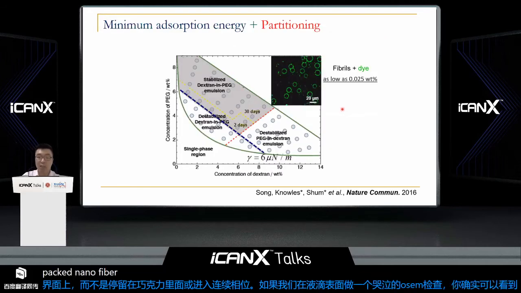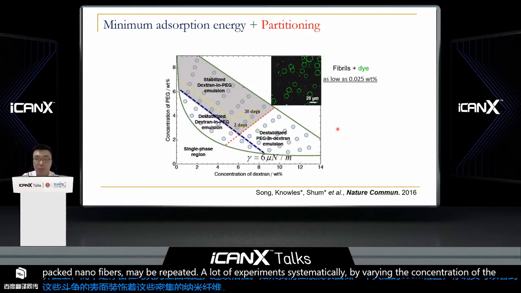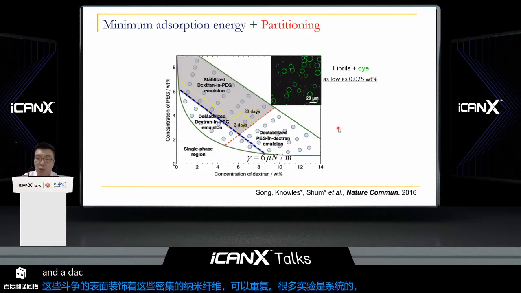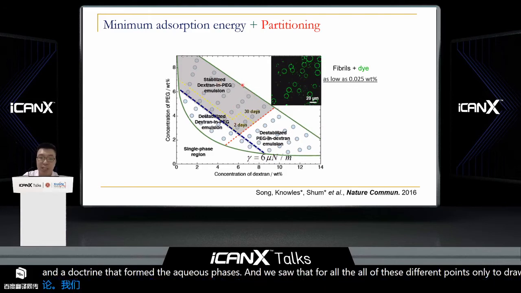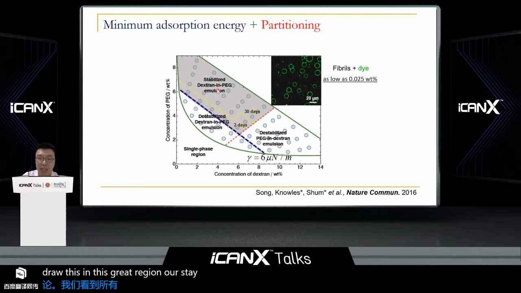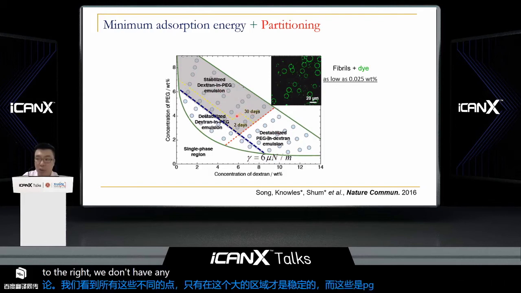We repeated a lot of experiments systematically by varying the concentrations of the PEG and the dextran that form the aqueous phases. And we saw that for all of these different points, only the droplets in this gray region are stable. And these are the stable dextran droplets in PEG solutions. If we move to the right, we don't have any stable droplets. If we move towards the origin, we don't have any stable droplets.